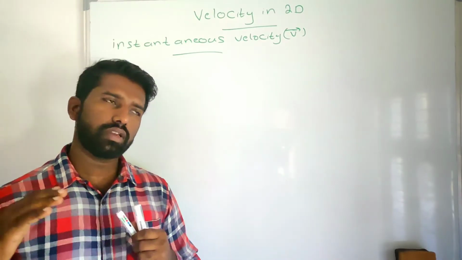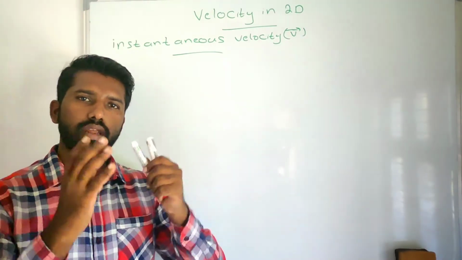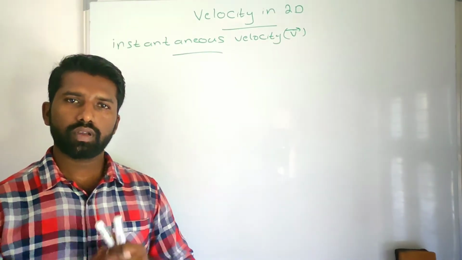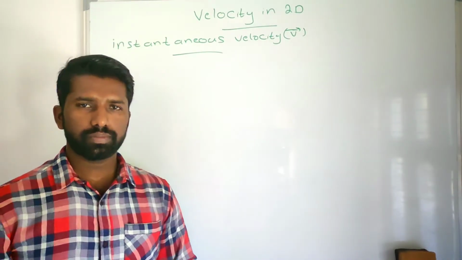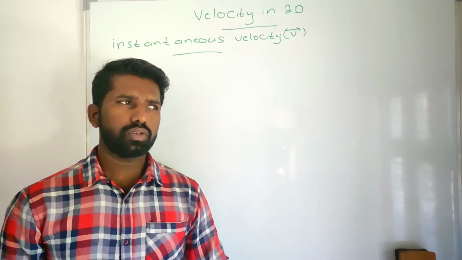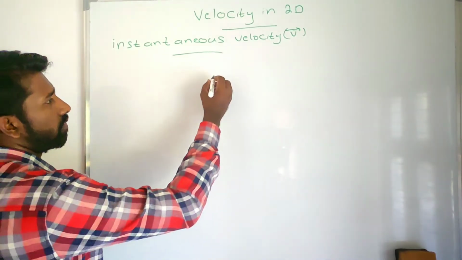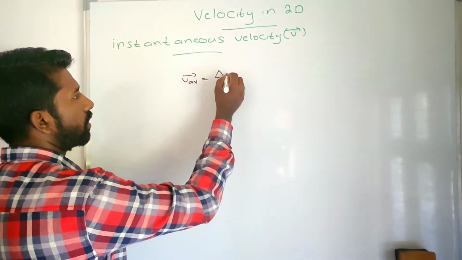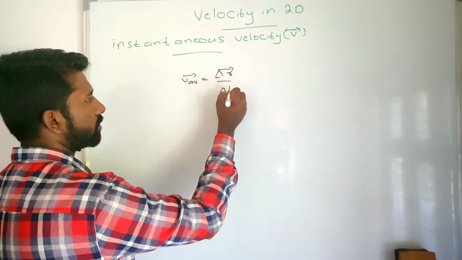That means if a car is moving around 10 a.m., exactly at 10 a.m., what is the instantaneous velocity? Okay, at that instant, what is the velocity? So if you consider the average velocity, that is V average is equal to what? Delta R divided by delta t.